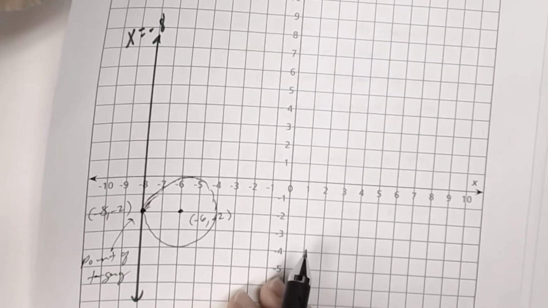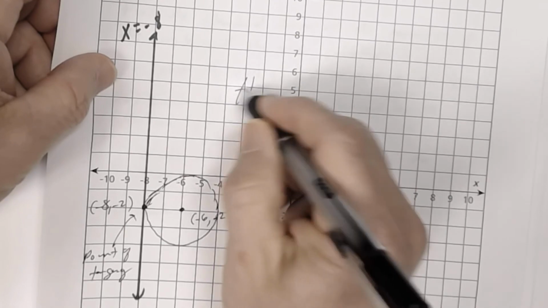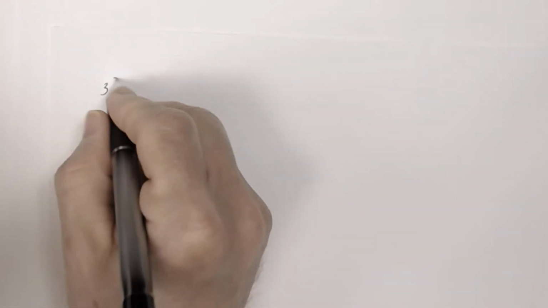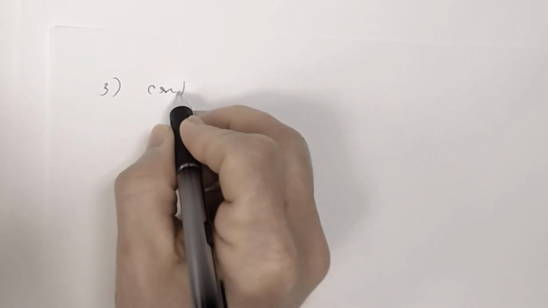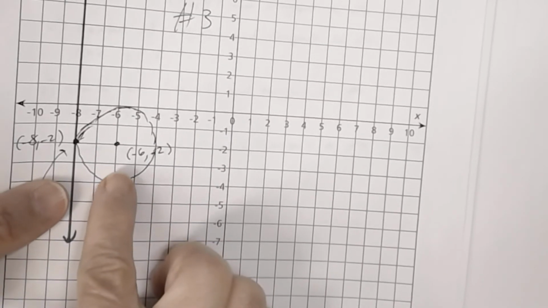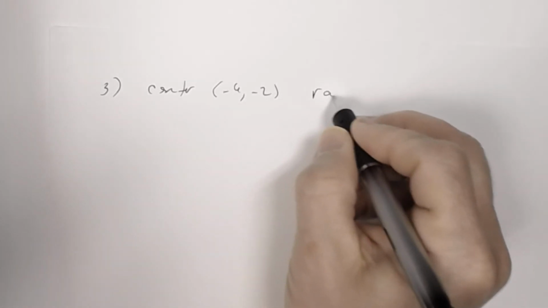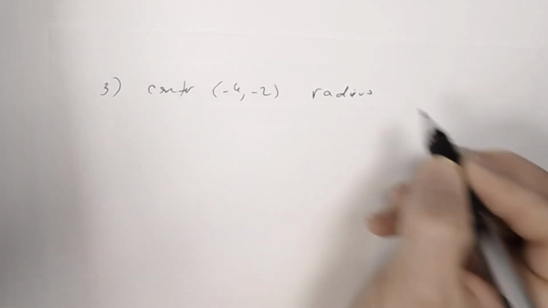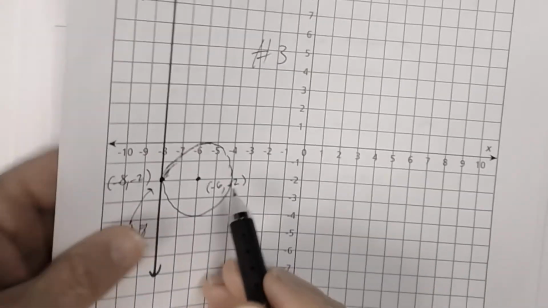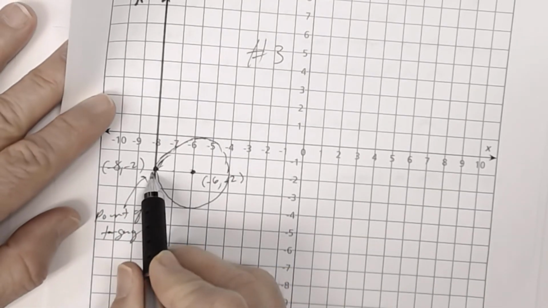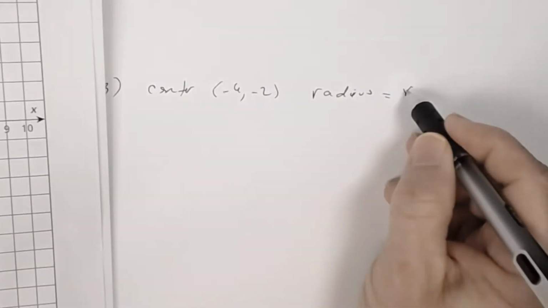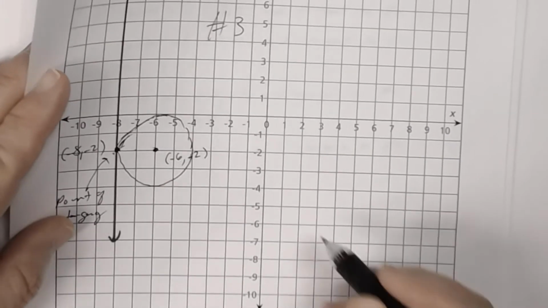So I'm going to go back to this now. This is number 3. So number 3, we know the center. The center is (-6, -2). And the length of the radius, you just count the units: 1, 2. Radius is 2.